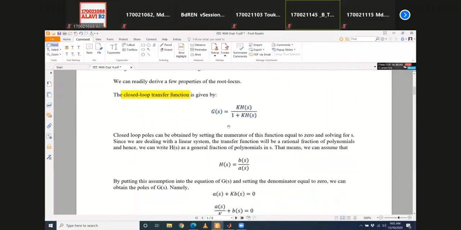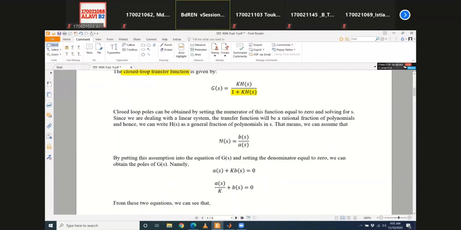Okay, so now what we are concerned with are the closed loop poles, right? So how do we get the closed loop poles of this system? This is the closed loop transfer function, so how do we get the poles? We set the denominator equal to 0. So the denominator 1 plus K H(S) equal to 0 will give us the closed loop poles, right?